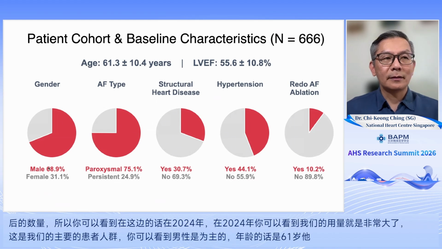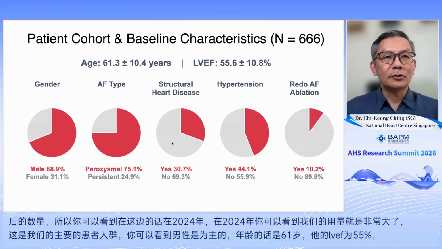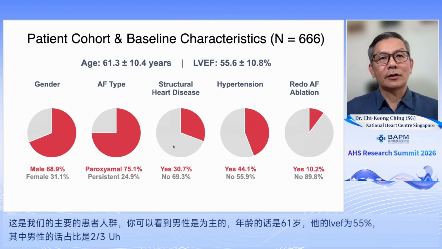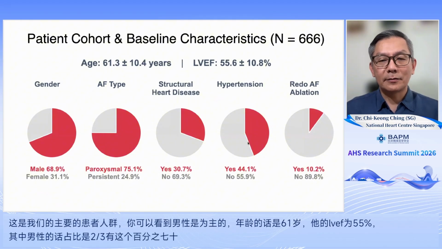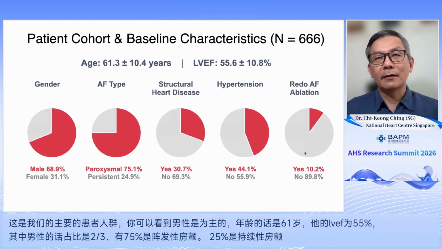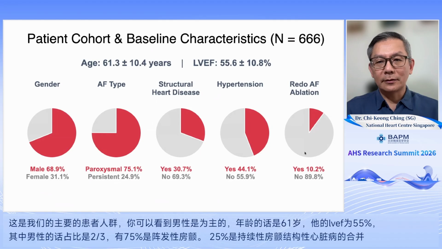2 out of 3 were men. 3 out of 4 were paroxysmal atrial fibrillation. Majority do not have any structural heart disease. About 40% or 45% have hypertension. And we utilize PFA in 10% of redo AFib ablation.